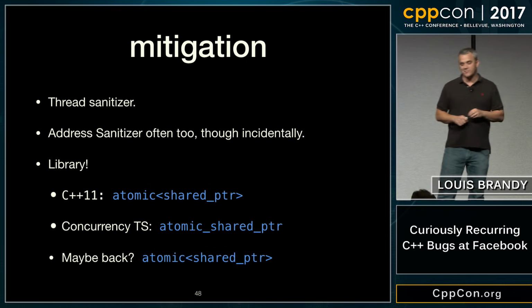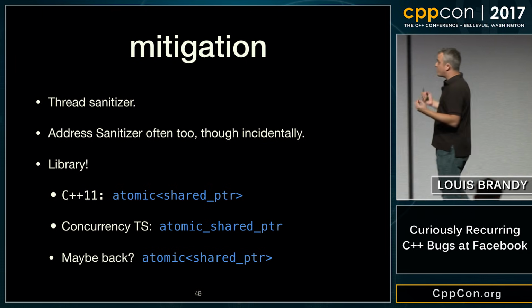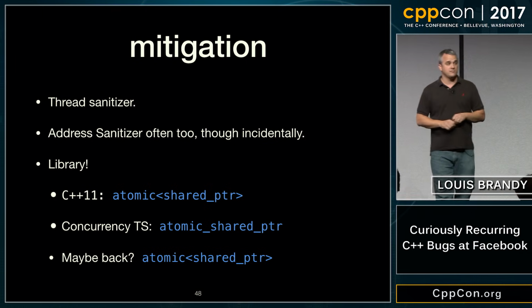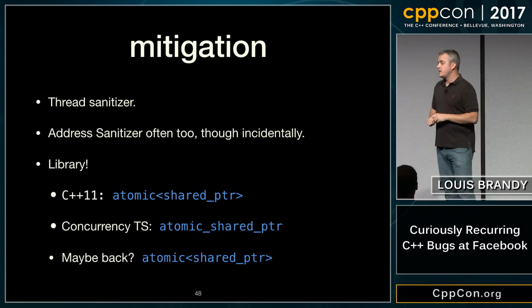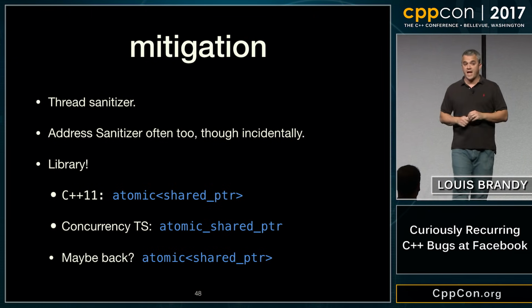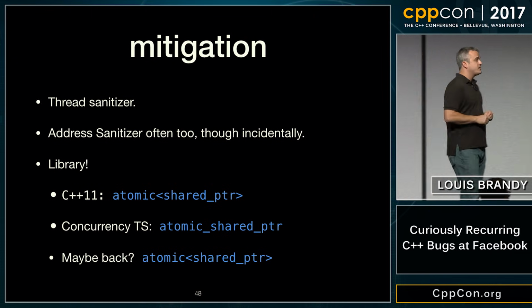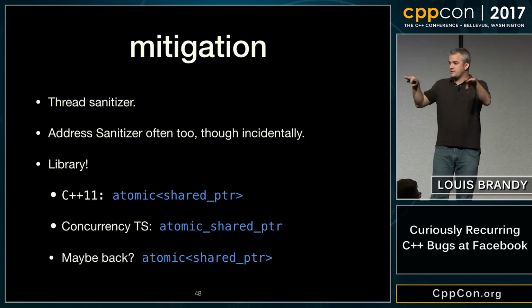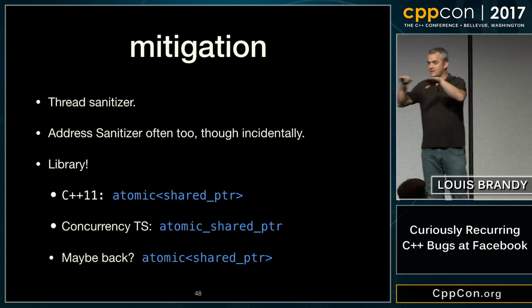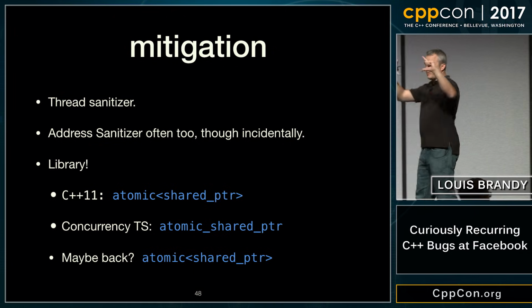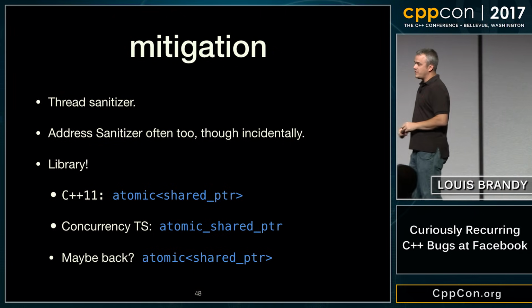Now we get to the libraries part of the talk. There has been a thing called atomic shared pointers since C++11. On paper, this solves the problem. Of course, most implementations haven't had one. And then there was a concurrency test that added atomic shared pointer like this, then like this, and then we went back to atomic shared pointer like this. I heard something about a vote in Toronto.